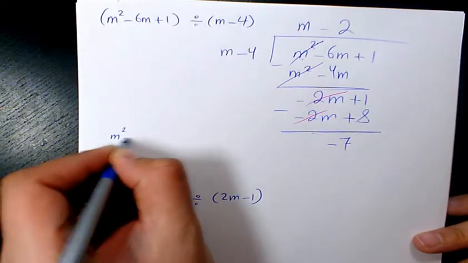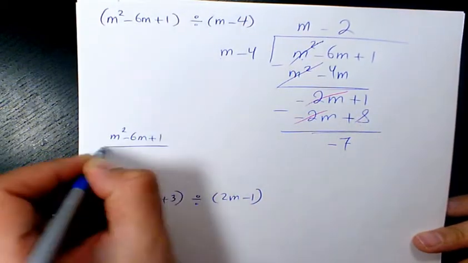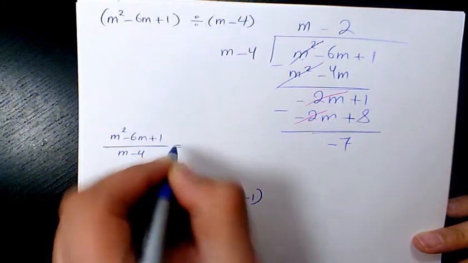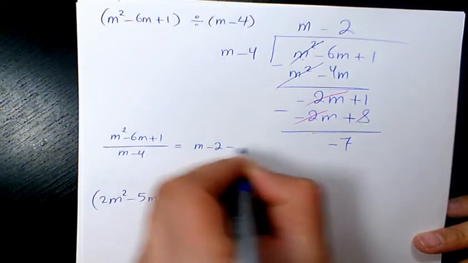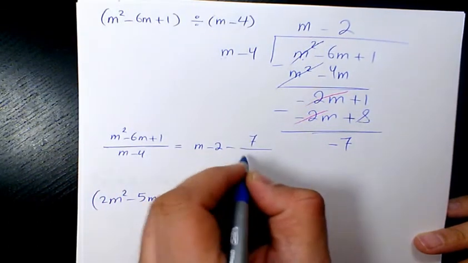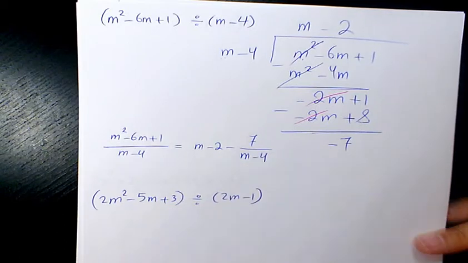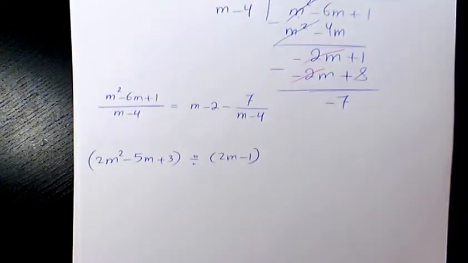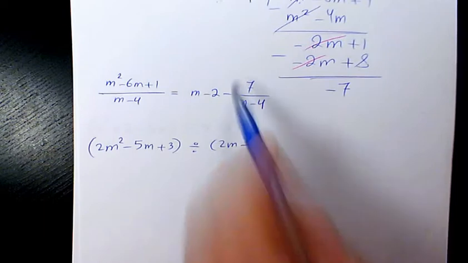So m squared minus 6m plus 1 divided by m minus 4 is going to be m minus 2 minus 7 divided by m minus 4. That's going to be the answer. And this is the remainder.